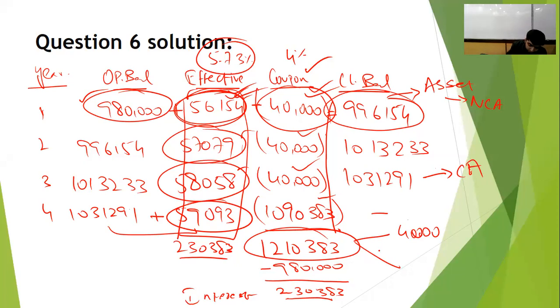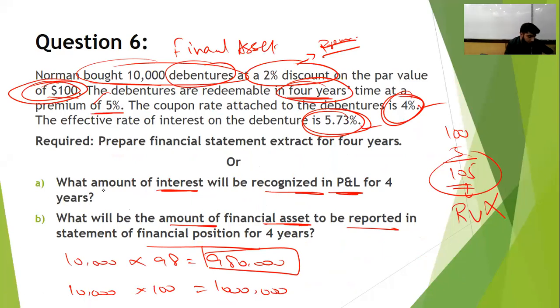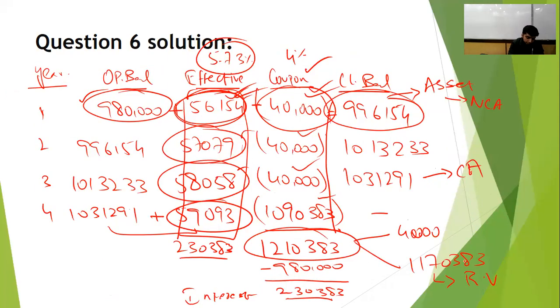Can you calculate the difference for this one, please? 12103383 minus 40,000 is 1170383. And what is that 1170383? That is basically the redeemable value. How? If you have a look at this question, the redeemable was at 5% premium. It means the redeemable value would be $105 per debenture. It means 105 multiplied by 10,000, so this will make around 1,50,000, that is the redeemable value.